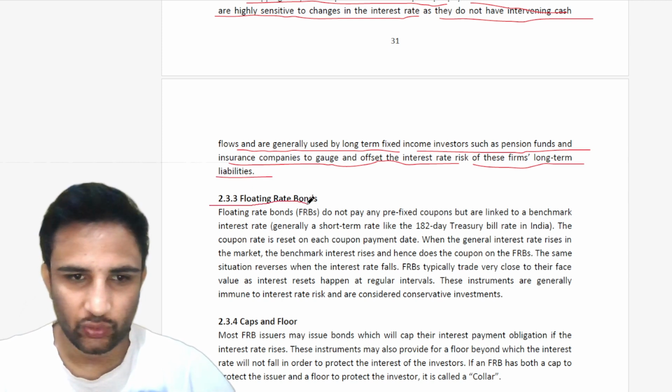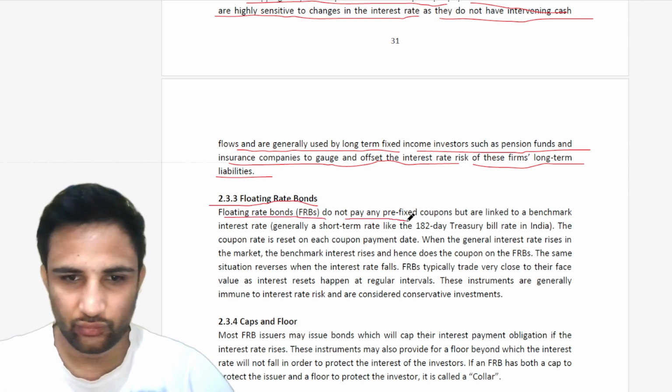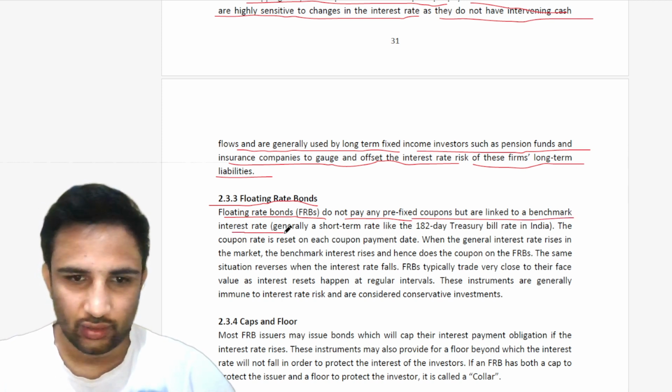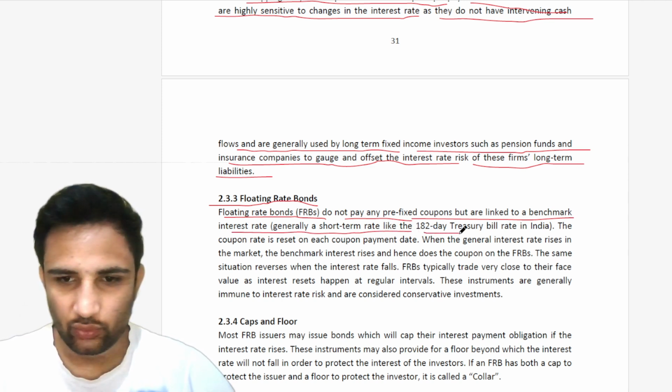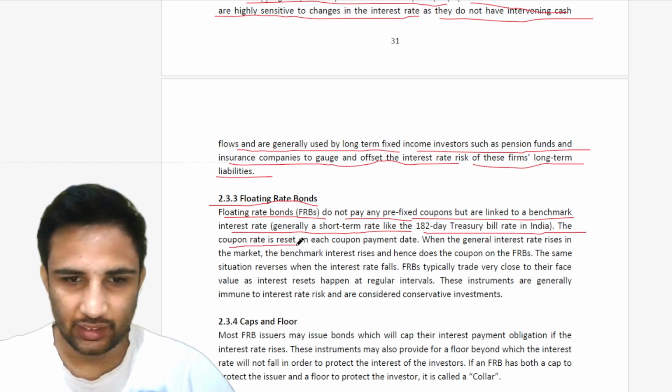Chapter 2.3.3 Floating Rate Bonds. Floating rate bonds (FRBs) do not pay any pre-fixed coupons but are linked to a benchmark interest rate, generally a short-term rate like the 182-day Treasury bill rate in India. The coupon rate is reset on each coupon payment date.